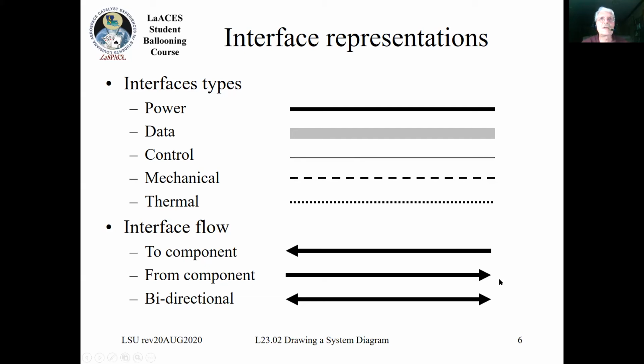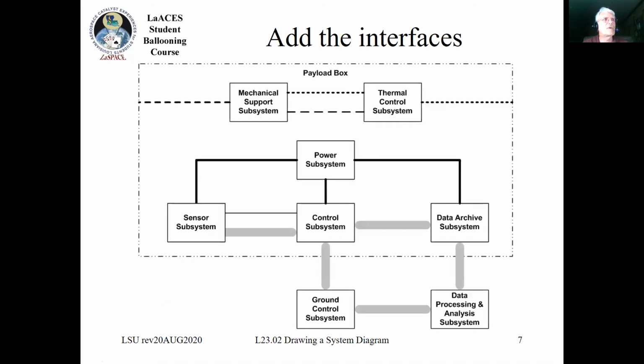Now, flow is indicated with arrows, obviously. So going to a component would have an arrow on one end, and from the component would have the arrow on the other. Bidirectional, if you expect things to go back and forth on that line, would have arrows on both ends. So you do have to indicate the flow of whatever is on that. So add your interfaces. All right, so now we have all these boxes. Now we have our interfaces.